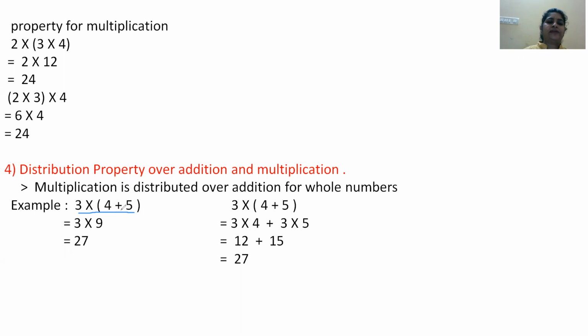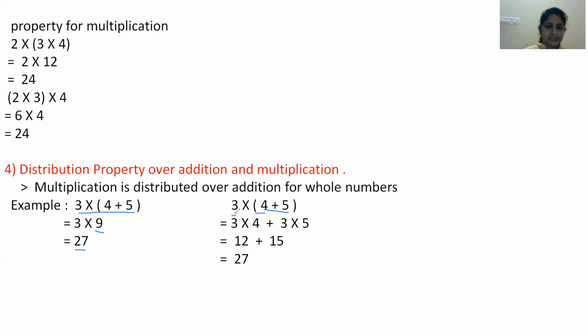So let me calculate 4 plus 5 first. So when I calculate this, I will get 9. 9 into 3 equal to 27. But here I am not adding this together. So what I will do, I will multiply it with individual numbers. This is what our definition says. Multiplication is distributed over addition for whole numbers.